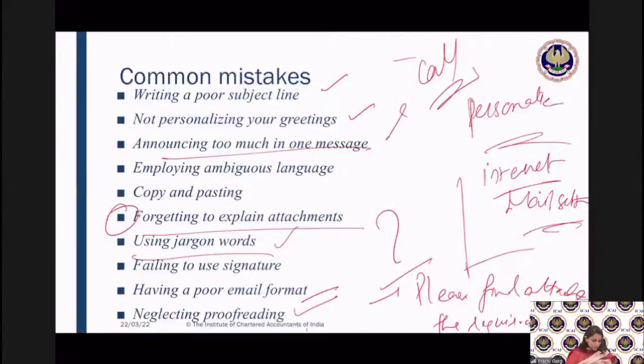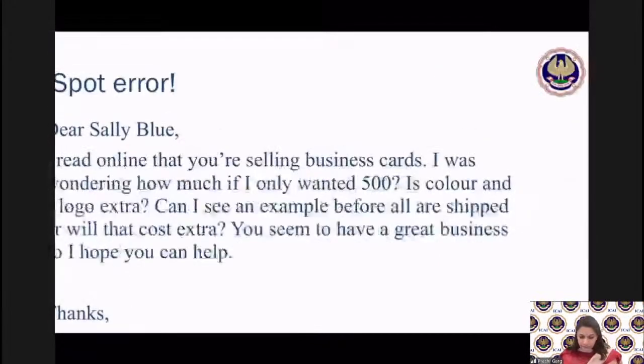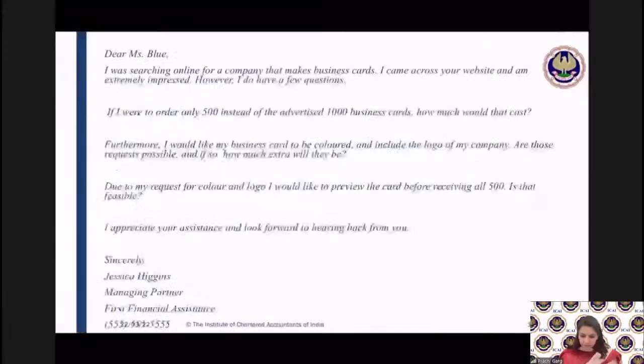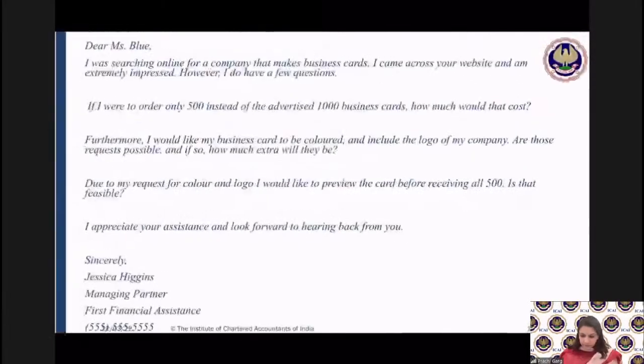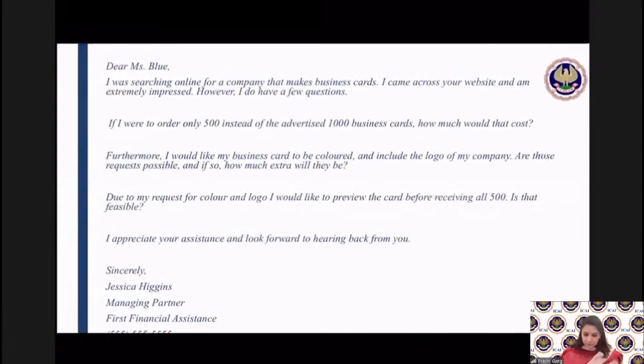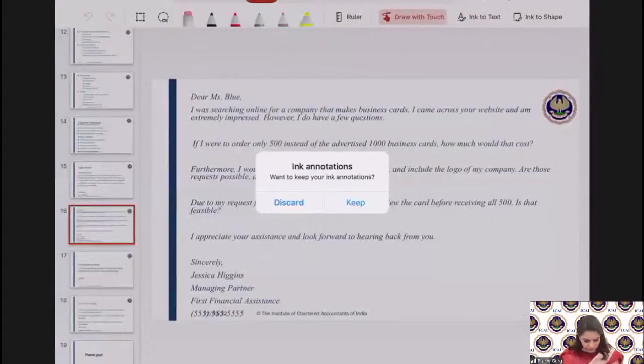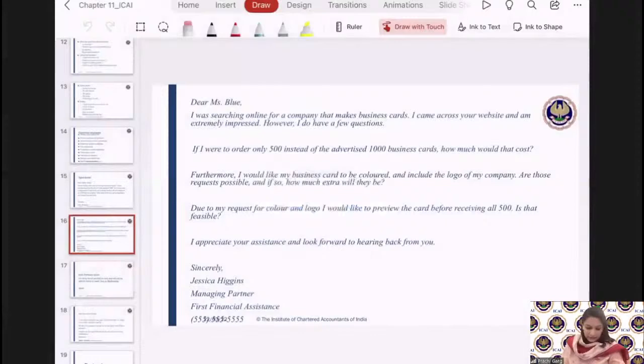Ayushi, I'm waiting for you. Okay, till Ayushi comes up with the page number, let's look at this exercise.